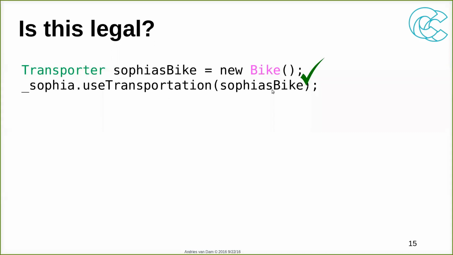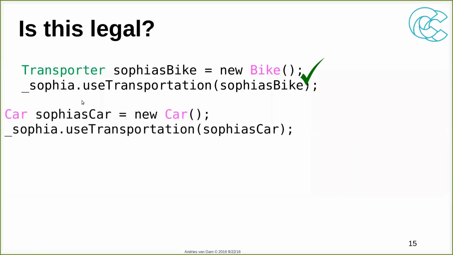We haven't yet got to that stage. Now you can pass in the instance of Sophia's bike, because the bike class has implemented the interface called transporter, and the same is the case here. You can create an instance of car and pass that as the argument for use transportation, because car has implemented transporter.